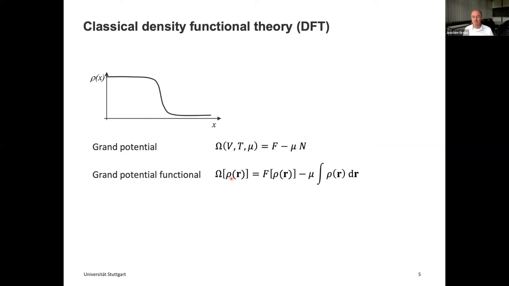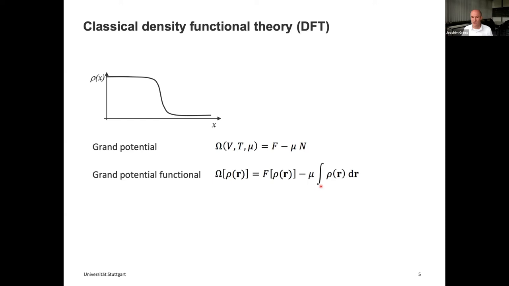And the Helmholtz energy is a function of density, and this is the chemical potential. The number of molecules is the density integrated over space, r being a space coordinate, a vector in space, and the integration goes over the volume.